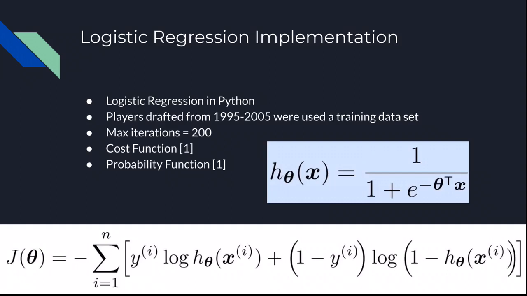Logistic regression requires a training data set, so we used the data from the 1995 draft to the 2005 draft to train our algorithm. Logistic regression is an iterative algorithm, so we experimented with the algorithm and found that it worked best when we capped the number of iterations at 200. The algorithm itself uses the cost function at the bottom of the screen to learn a probability function that accurately determines if a player belongs to the All-Pro group. The general form of the probability function is displayed with a light blue background.